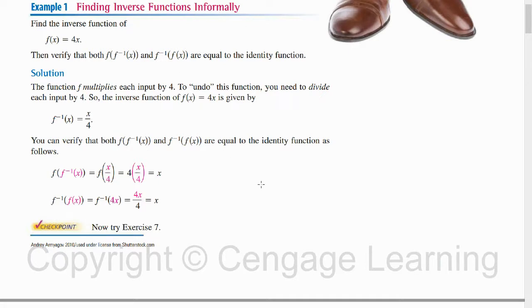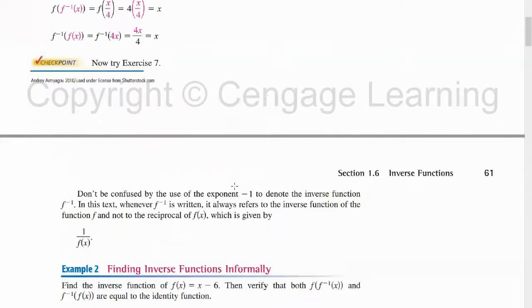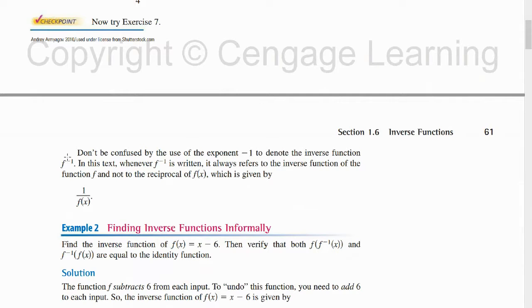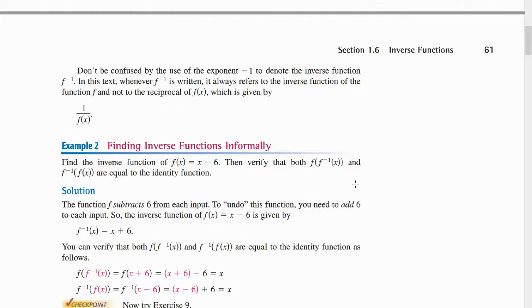It's an informal way of going about it, and there's a more formal way, especially when the functions get more complicated, that we will look at in just a moment. All right, so this exponent of -1 doesn't mean that this is the reciprocal, okay? We're not raising it to the power of -1. So this is not the same thing. This f inverse, f -1, is talking about the inverse, so don't get confused by that.